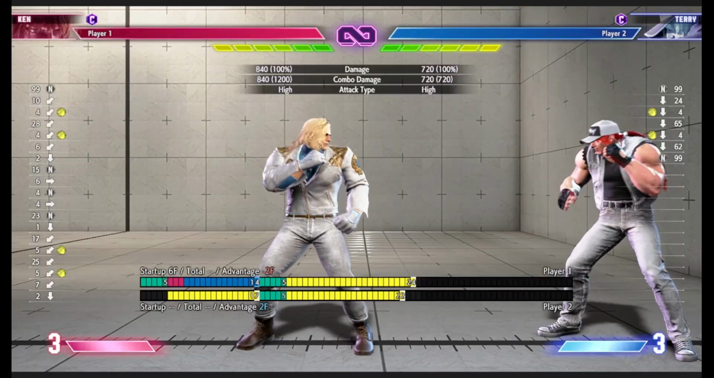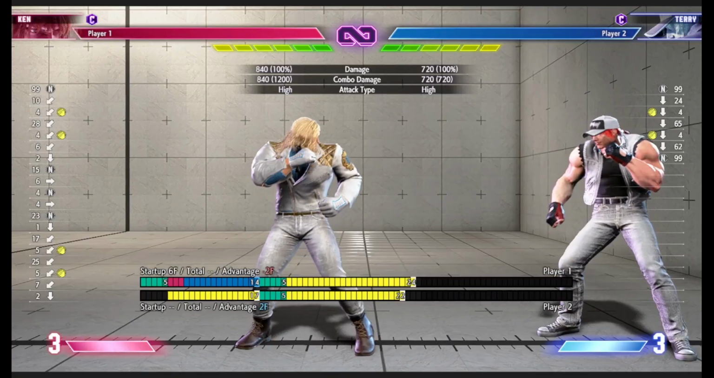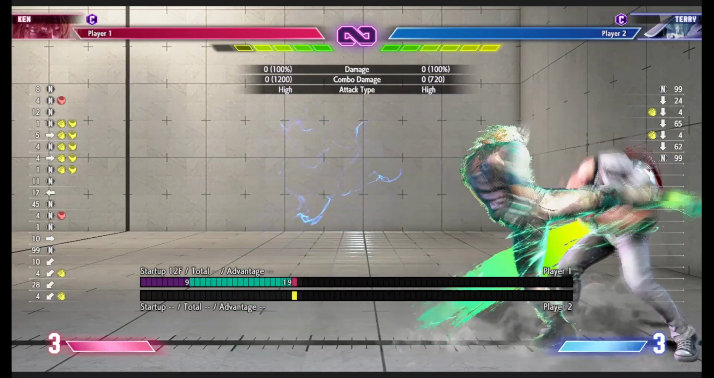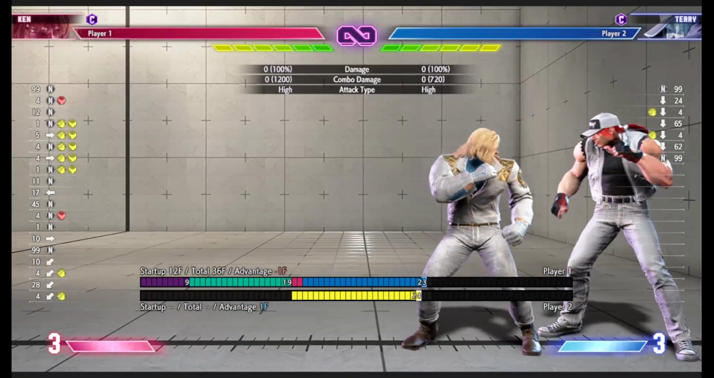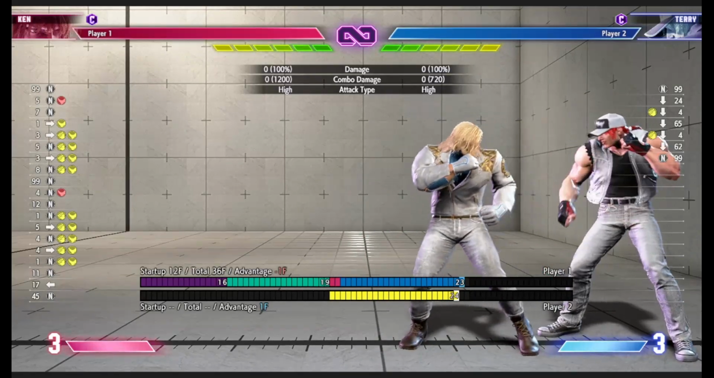The third option is negative. If I do drive rush, stand heavy kick, I'm in a position where I am -1.